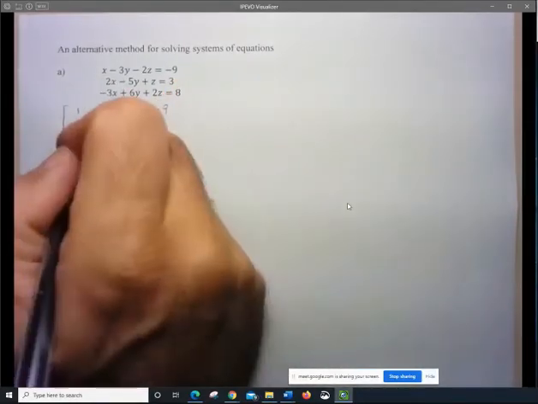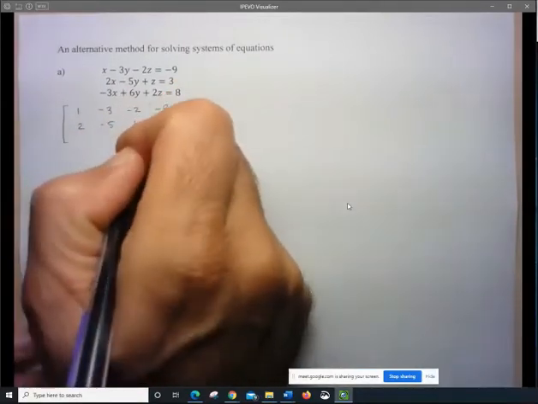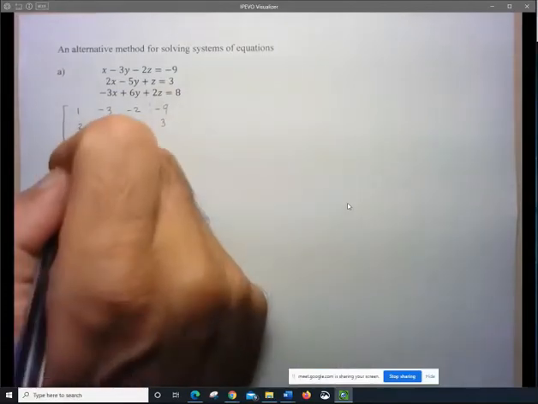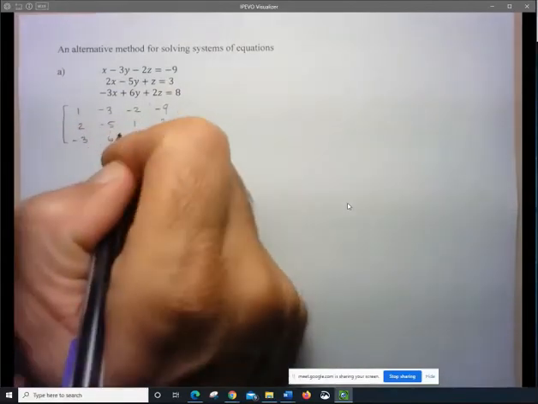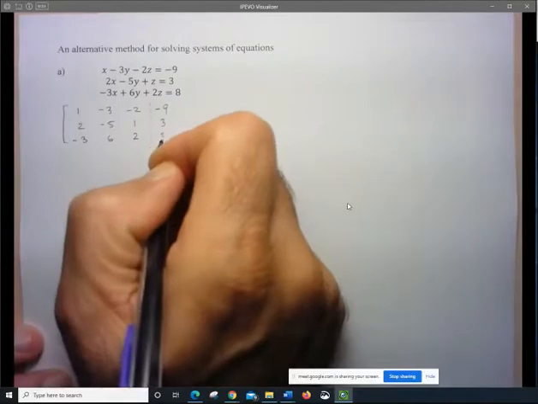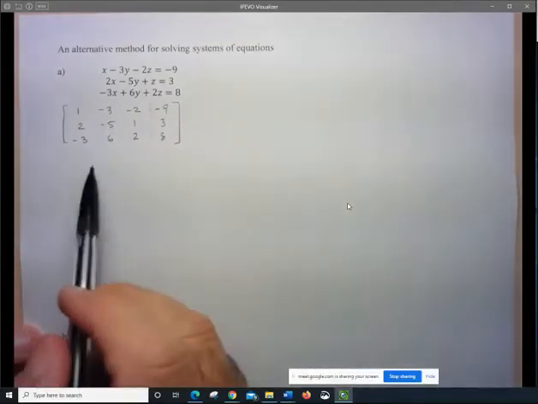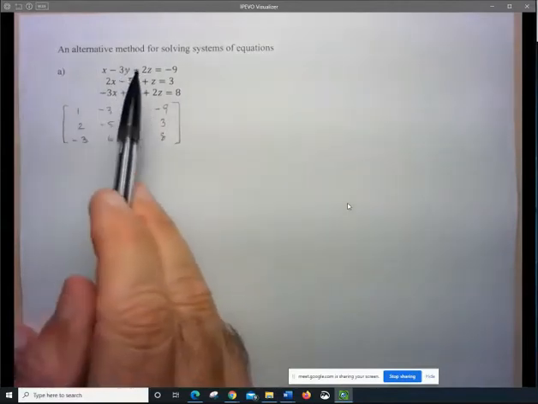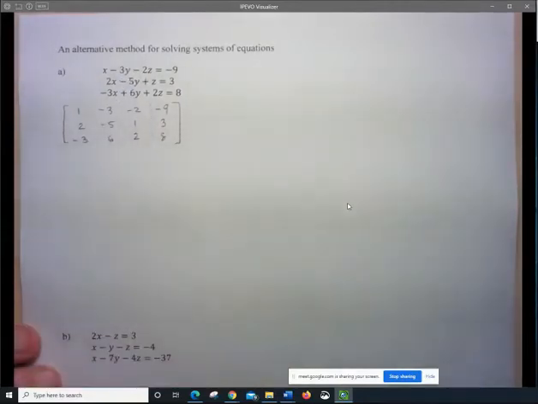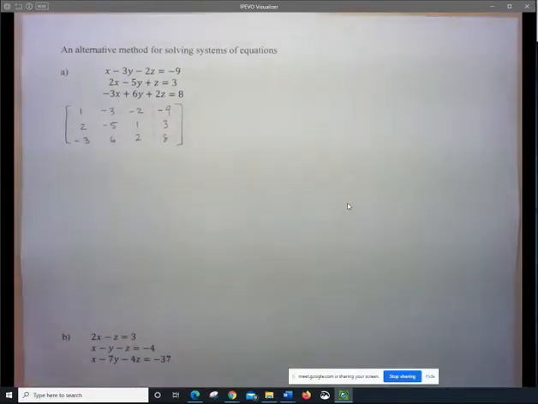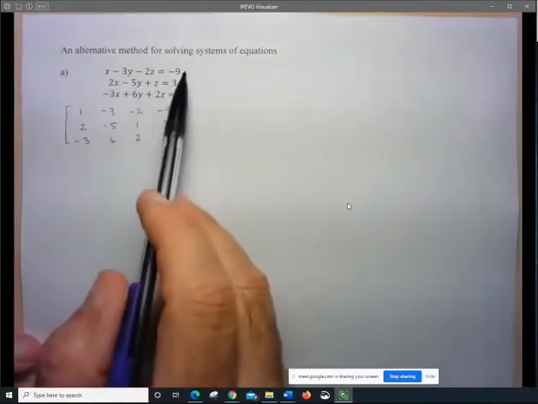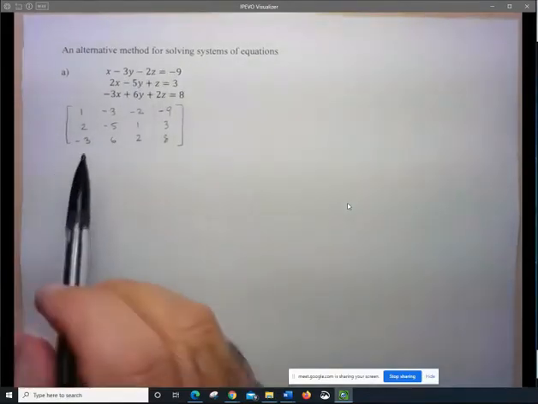Then we have 2, -5, 1, and then 3, and -3, 6, 2, 8. Okay, and this matrix represents this system of equations. So instead of manipulating equations, we talk about manipulating rows.